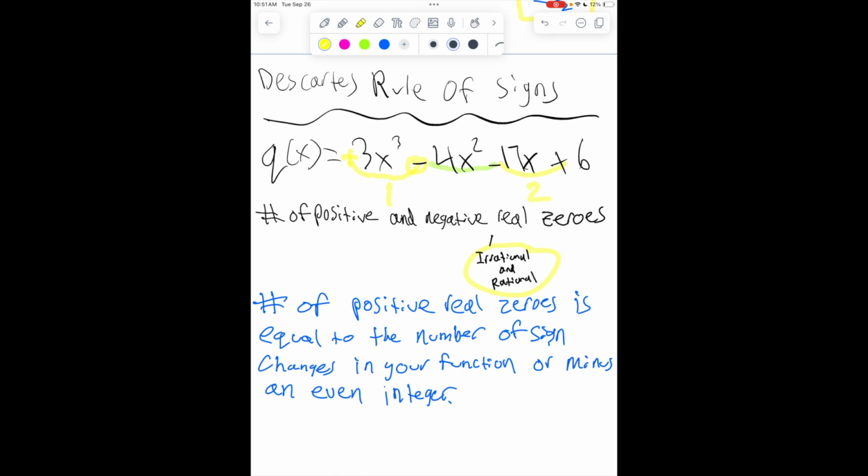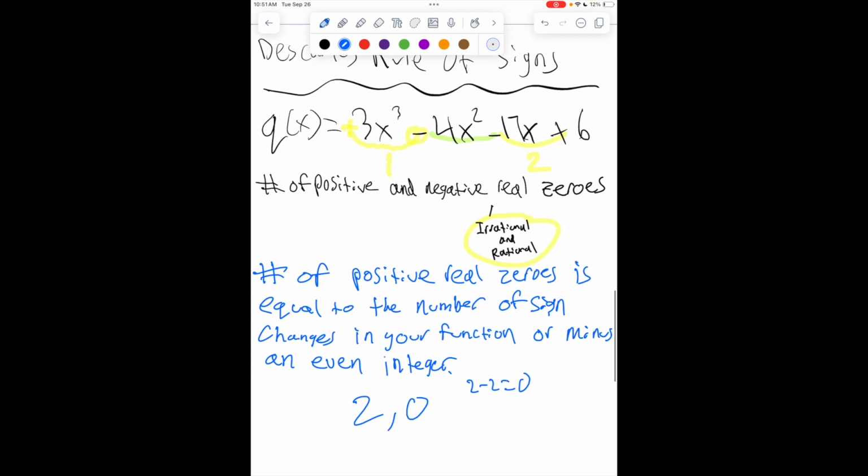So I know that as I go through finding these zeros, it could potentially have 2 positive real zeros, or, again, minus an even integer. Well, the smallest integer is 0. So I either have 2 zeros or I have 0, for positive real zeros. Now I'm going to look at the negative real zeros.